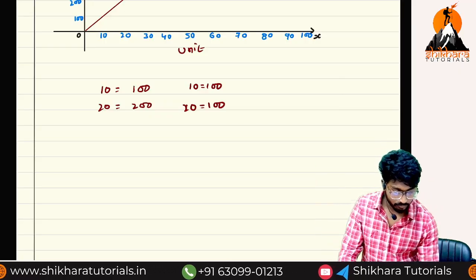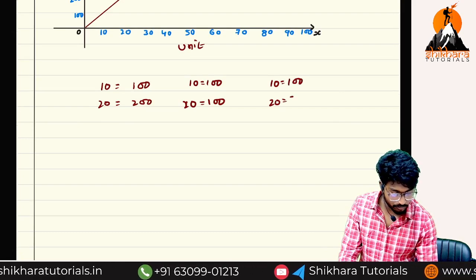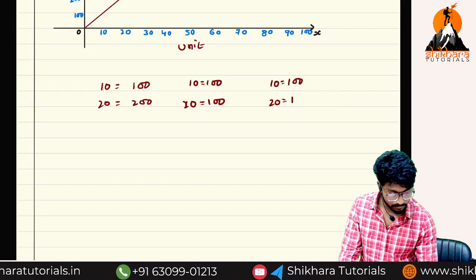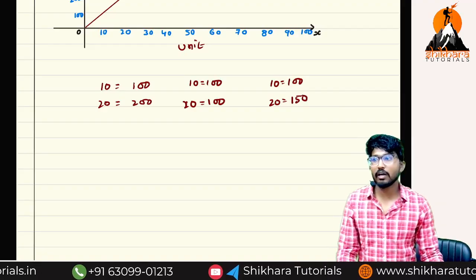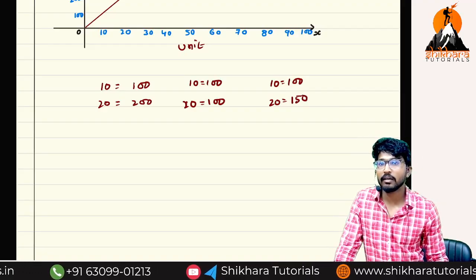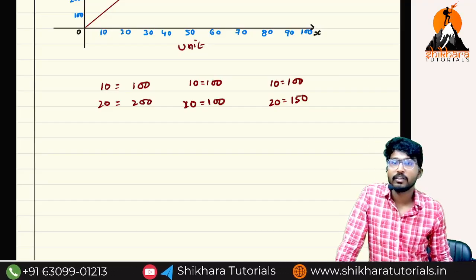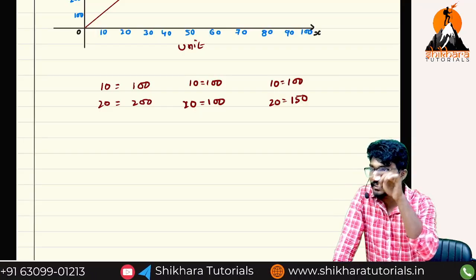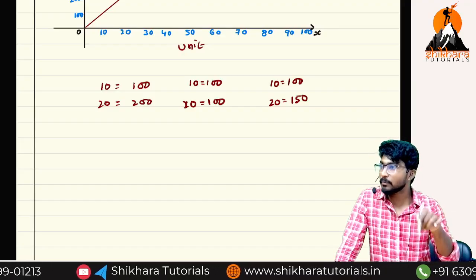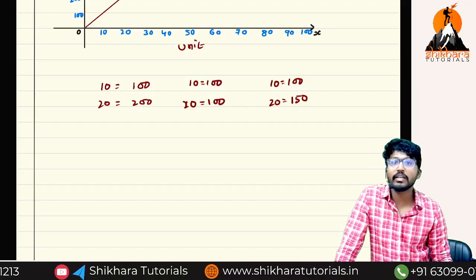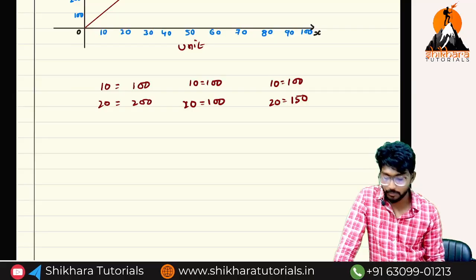Now, for 10 units it is 100. For 20 units it is 250. Sorry, 150. Semi-variable cost will increase along with the number of units or output, but not in the same proportion. If it is increasing in the same proportion, then it is variable cost. If it is not increasing in the same proportion, then it is semi-variable cost. Semi-variable cost will increase, but not in the same proportion.